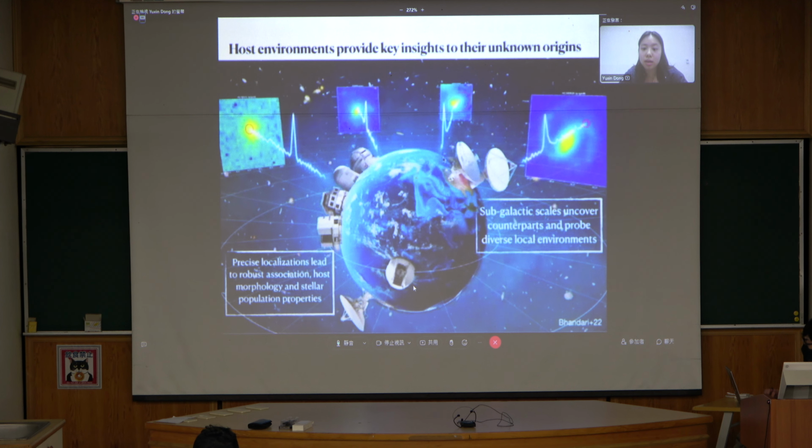Another way is to look at it more locally, on subgalactic scales, which has helped us uncover counterparts to FRBs, including the persistent radio sources that are connected to two of the FRBs we know. It has also helped us probe the very diverse local environments, with the prominent examples of 20200120E that was found in a globular cluster, and 121102 and other FRBs found in the star-forming regions of their host environment.